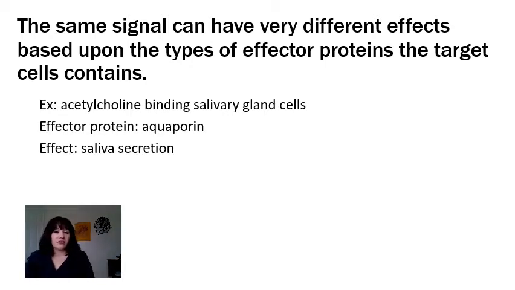So in this case, on a salivary gland cell, the effector protein is aquaporin, because the end effect that we're looking for in the salivary glands is not contraction, it is secretion of saliva. And saliva can be secreted through these pores called aquaporins. Right? So we have the same signal, but when it attaches to different cell types, it has different downstream effects.